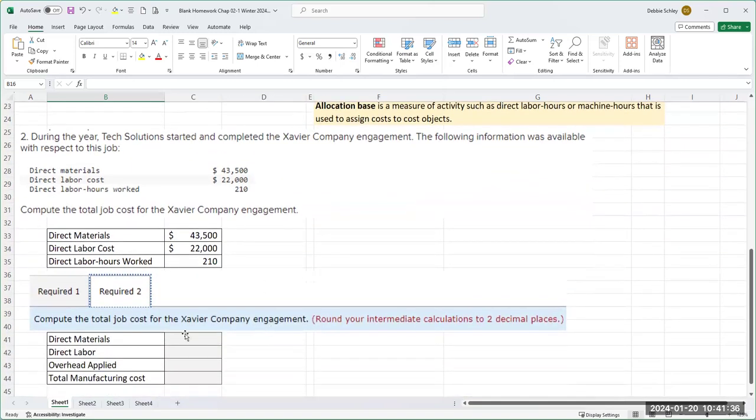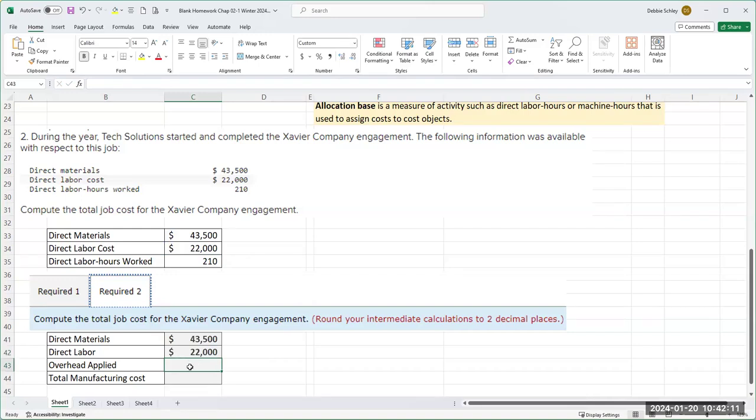So the question is, what is the total job cost for the Xavier Company engagement? So we just need to add up all the costs, and two of the costs they gave us, right? We didn't have to do any calculations. Don't get used to that. Later, you'll have to do those calculations. But for this particular question, my direct materials, they gave me right there. My direct labor, again, they gave me that total right there.